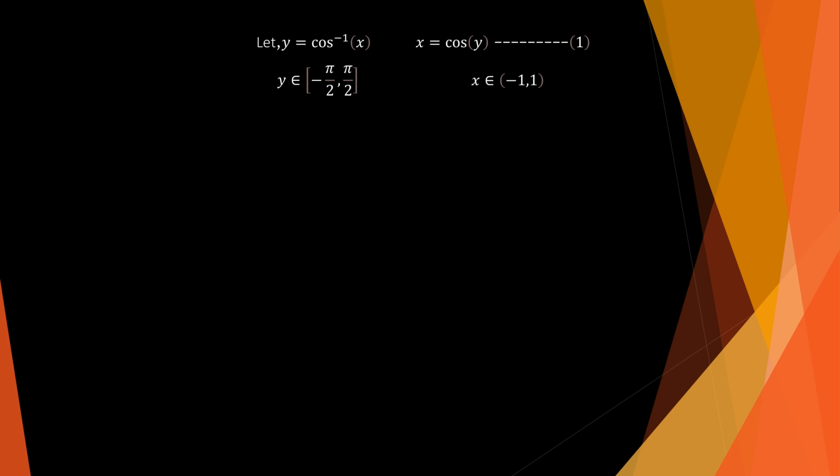Next, let's introduce our small increments. When x changes by a small amount, delta x, y will change by a corresponding small amount, delta y. Substituting these variations into our function gives us equation 2. x plus delta x equals cosine of y plus delta y.